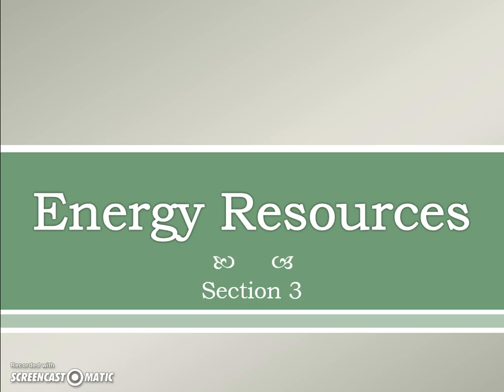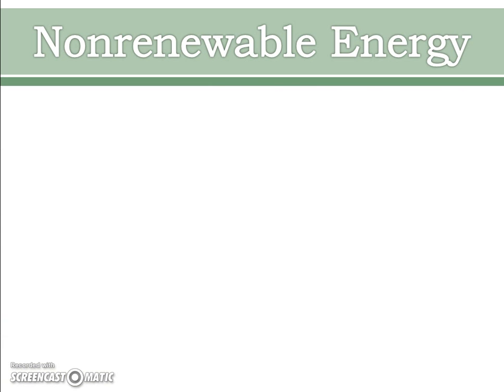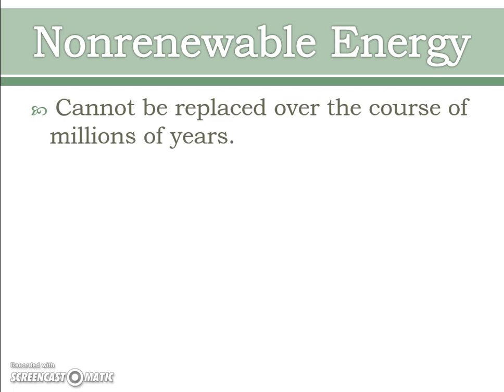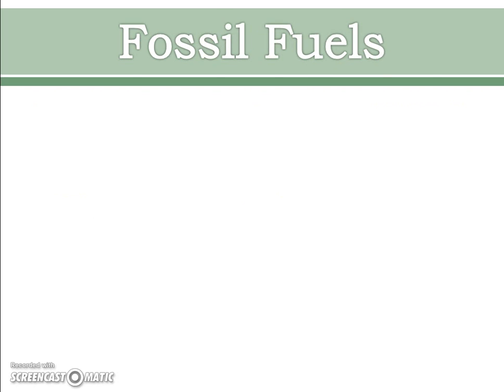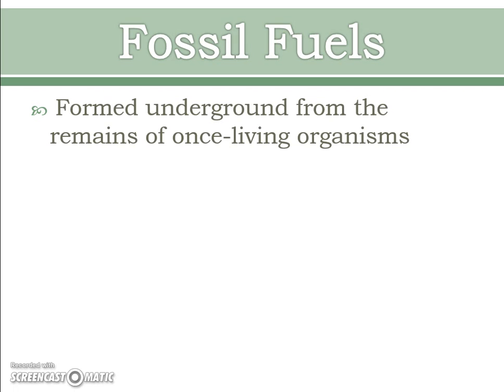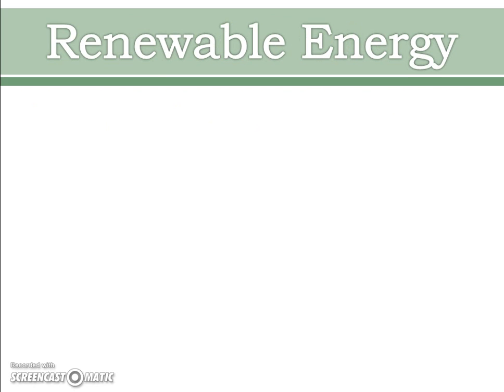So section 3, energy resources. These are all of the different types of resources, and you should know these from earth science, but we're going to briefly go over them again. Non-renewable energy cannot be replaced over the course of millions of years, so it takes a very long time for this to be replenished. So we will run out of these things very quickly. So oil, natural gas, coal, uranium, those things are non-renewable. Fossil fuels, those are non-renewable. They are underground and they are formed from once living organisms.